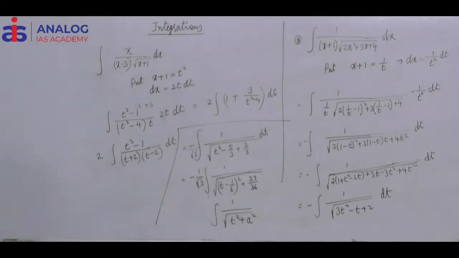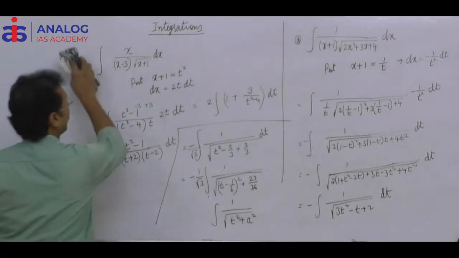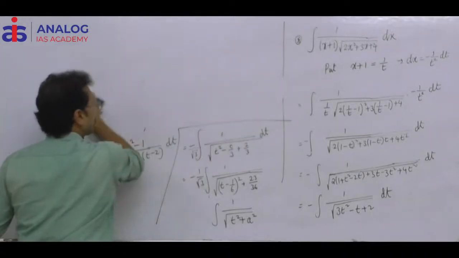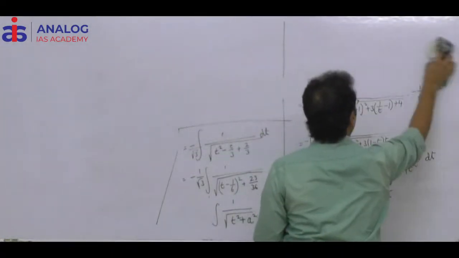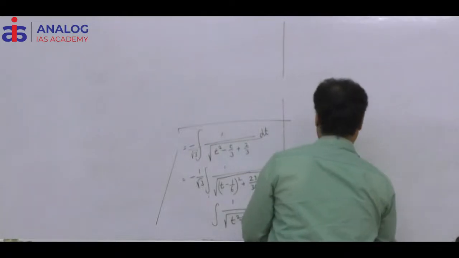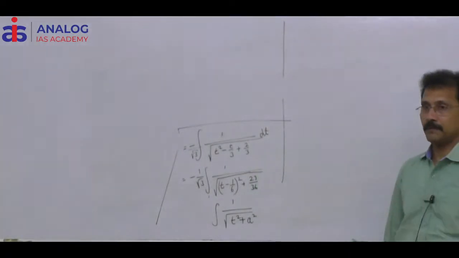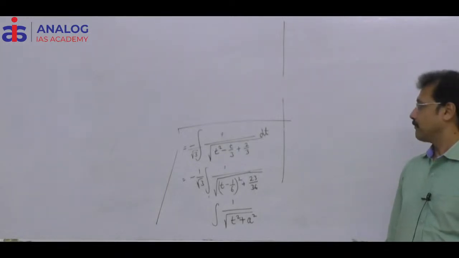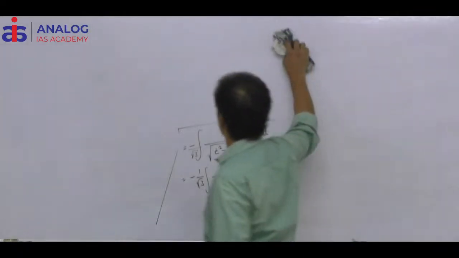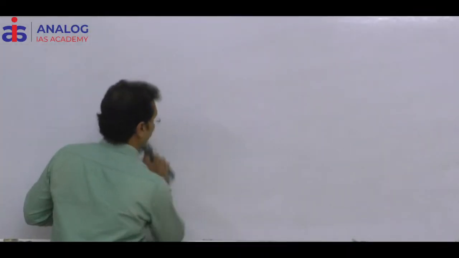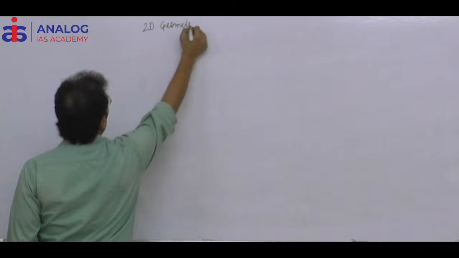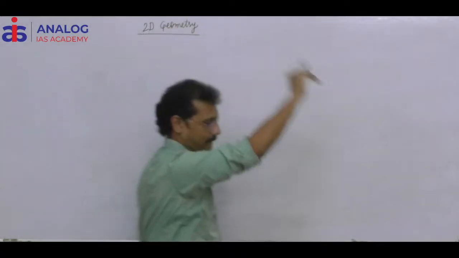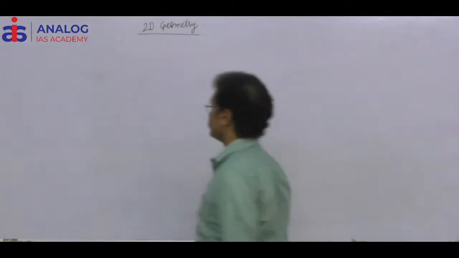A few minutes I will spend on 2D geometry as well. Okay, so certain basics of 2D geometry. So first thing in 2D geometry is straight line.